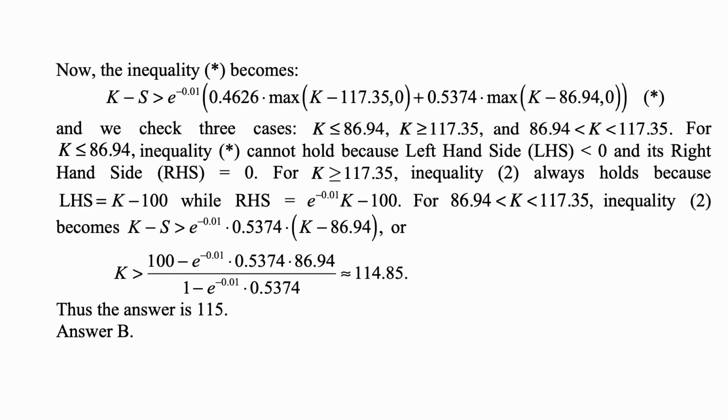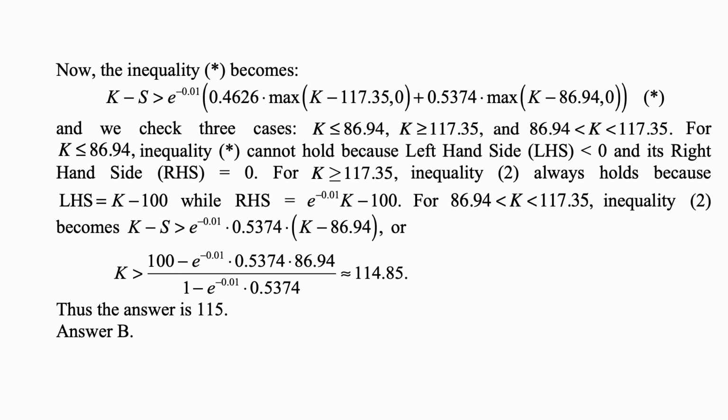And now this inequality star that we're working on becomes k minus s is greater than e to the minus 0.01. It's e to the minus 0.04, but over a quarter of a year. So to the power 1/4, so e to the minus 0.01 times 0.4626 times the maximum of k minus 117.35 or 0, plus 0.5374 times the maximum of k minus 86.94 and 0. And we consider 3 cases. K is less than or equal to 86.94, k greater than or equal to 117.35, and k between the two.